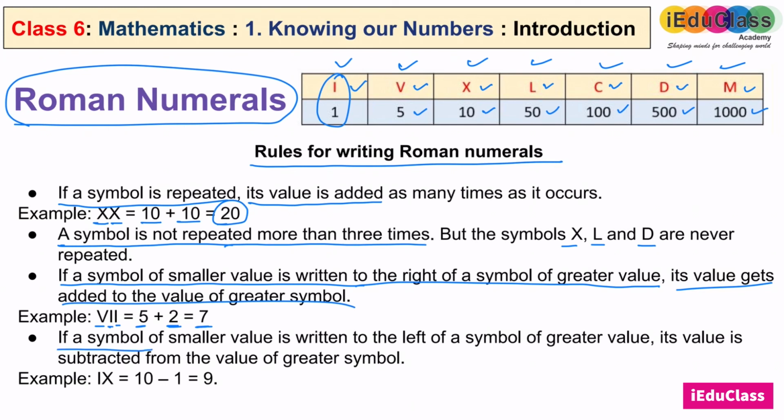The fourth, if a symbol of smaller value is written to the left of a symbol of greater value, the value is subtracted from the value of the greater symbol. If you see 10 minus 1, X with I in front of it, 1 is written before X. That's why 10 minus 1 equals 9. If you write I just right side of the X, you have to add 1, and it will become 11.